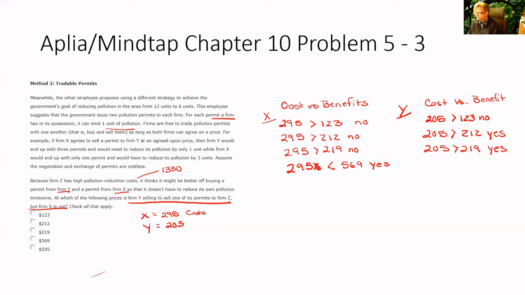And so I'm going to go back to the problem and ask, okay, what am I looking for? Y is willing to sell at 205, at 212 and 219. X is not at 212 and 219. So my answer here would be 212 and 219. It's anything that one will agree to where the other one will not.